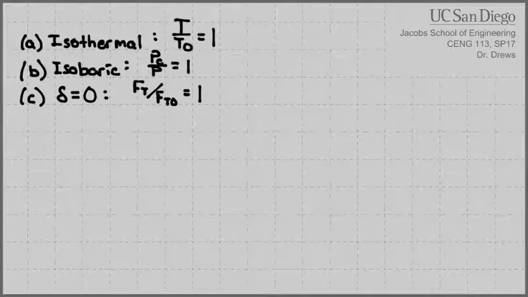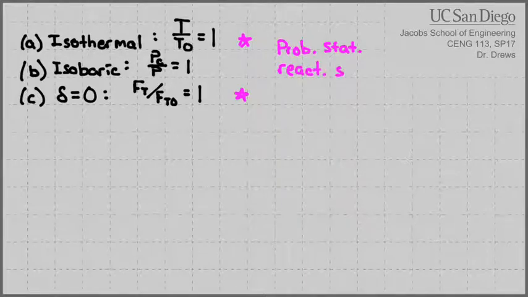So A and C, these two generally come from the problem statement, or maybe they come from a reactor specification. You don't really have a choice on C. That comes from your model.